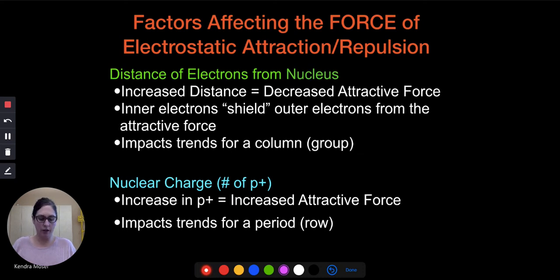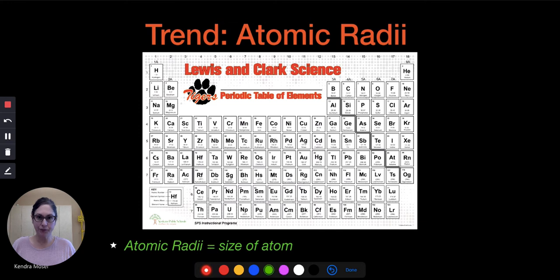Now what we want to do is look at this in terms of what happens on the periodic table. This first one is atomic radii, or basically the size of our atoms. I'm going to draw my arrows in the direction of increasing, from smallest to greatest. We see the normal trend as we move down a group, and this is what we would expect, that they increase from top to bottom.